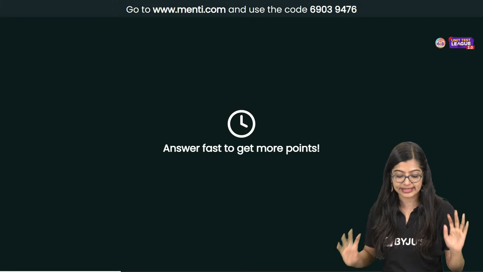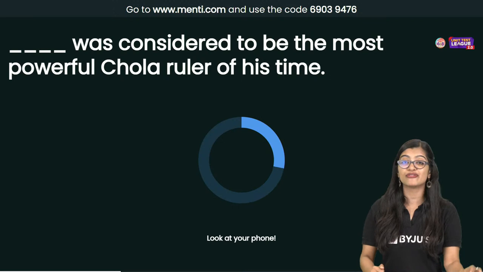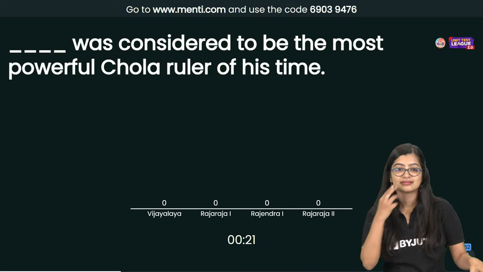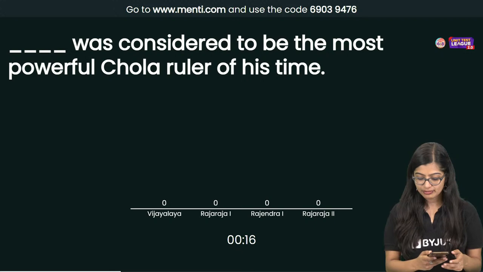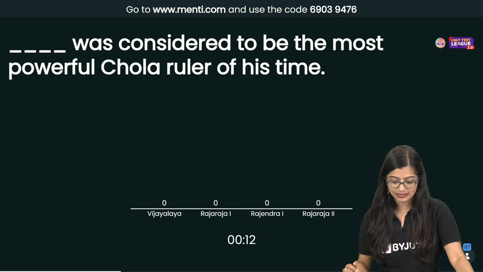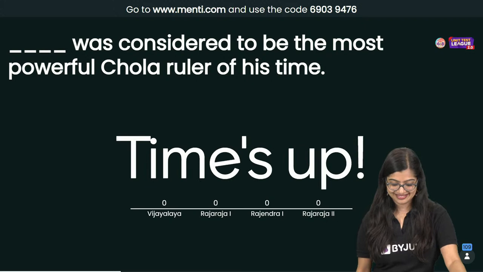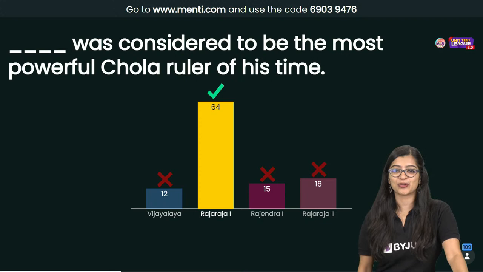Dash was considered to be the most powerful Chola ruler of his time. Is it Vijayalaya, Rajaraja 1, Rajendra 1 or Rajaraja 2? This should be easy, okay? This is a very simple and easy question, yes? I know you will get confused. I'm seeing confusion with two options that I know you all will get confused in. But very proud of you guys. Very proud. See, you will get confused with Rajaraja 1 and Rajendra 1.